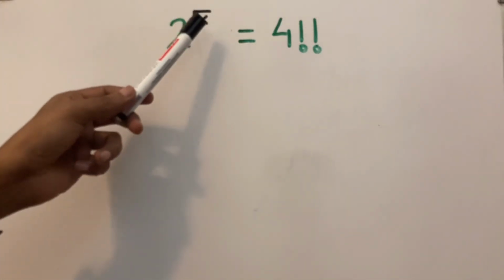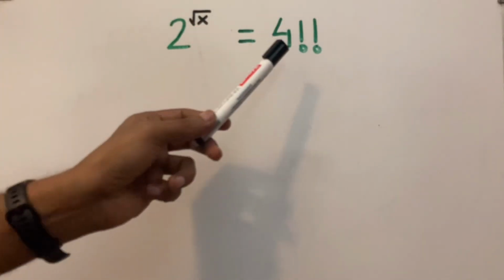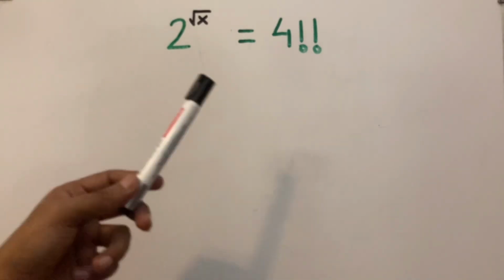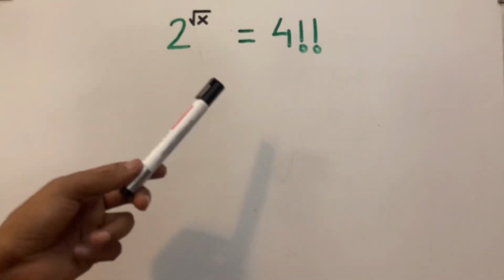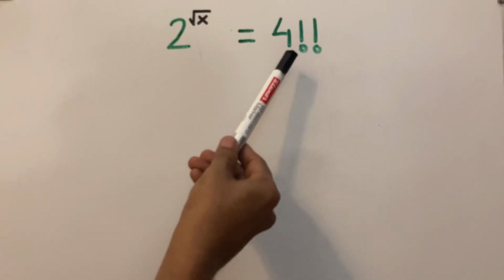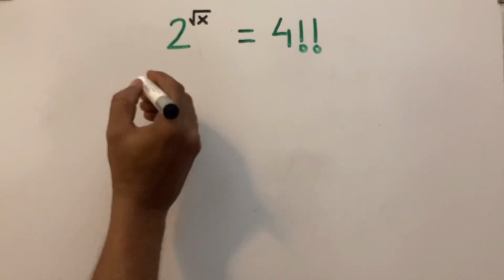2 to the power square root of x equals 4 double factorial. This problem is a lot easier than you might think. So I'm going to start from the right hand side of the equation.